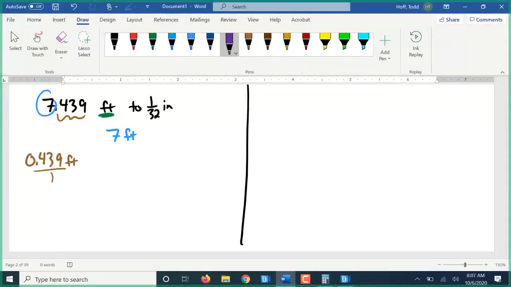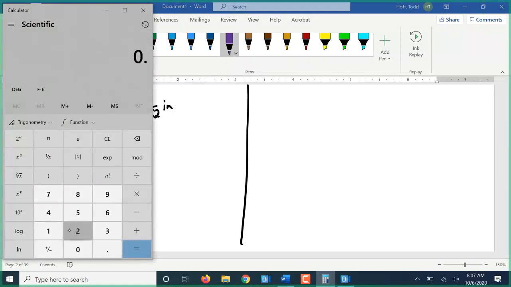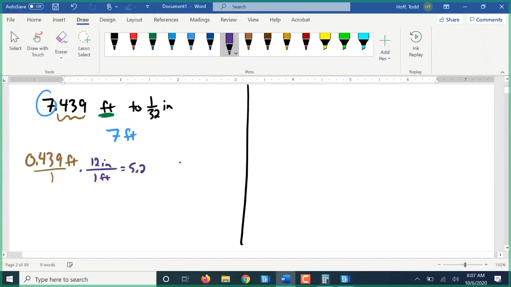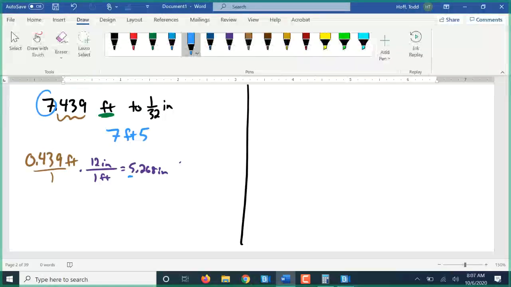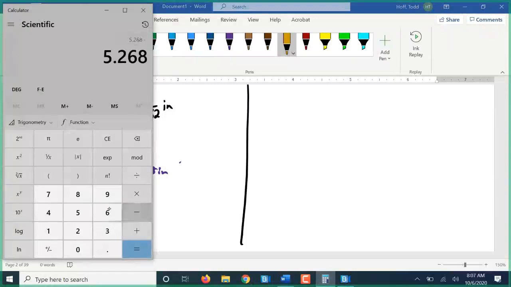I'll do that by simply multiplying. 1 foot is 12 inches, with 0.439 times 12 gives us 5.268 inches. So that means I've got 5 inches. I'm going to take the 5 off of that. I'm going to continue working with the 0.268 inches. On the calculator, that just means I'm just going to subtract the 5. The parts in front of the decimal point, I just subtract off. I'm left with the 0.268.